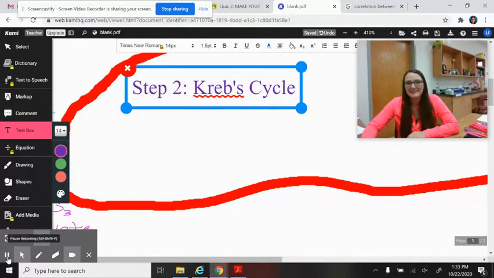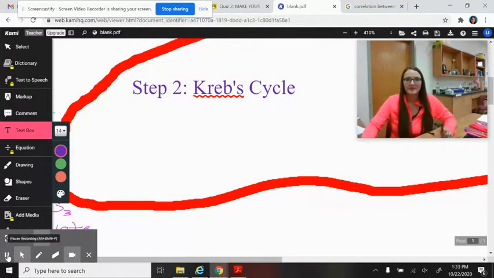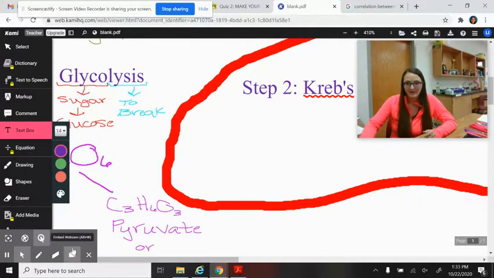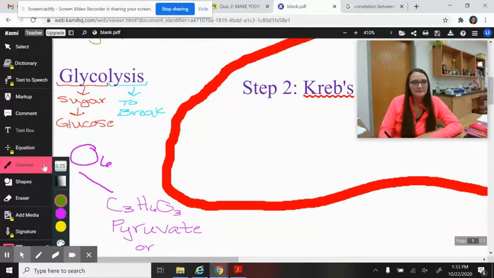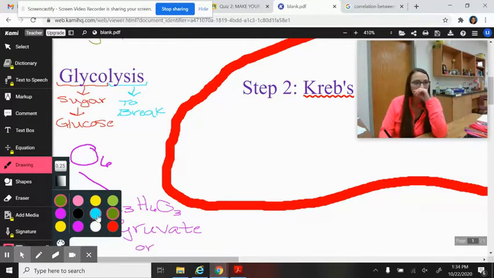So anyway, we're going to talk about step 2 now. So what happens in the Krebs cycle anyway? Well, first it helps if you remember that you have to start with the pyruvate. So if we go back over here where our pyruvate is right there, I like to draw a little line to help me remember where things are going and where they're coming from and all of that.